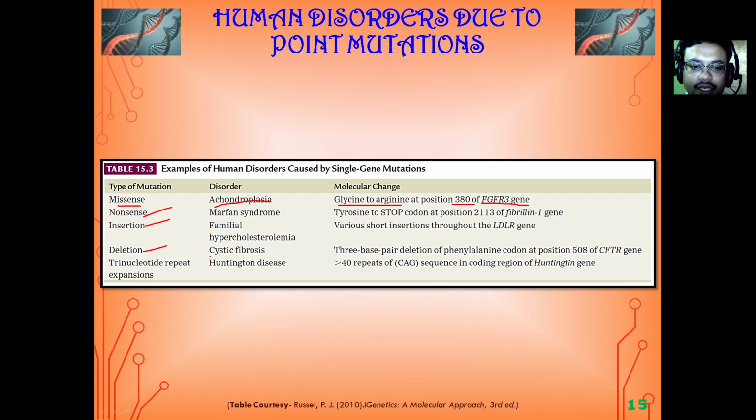A quite common disorder, which is cystic fibrosis, actually takes place due to a 3 base pair deletion of the phenylalanine codon at position 508 of the CFTR gene.